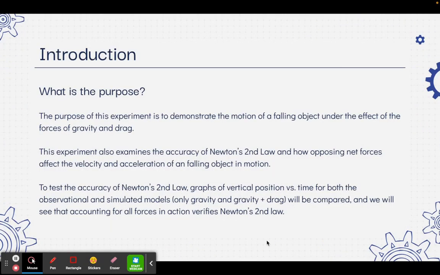So the purpose of this experiment is to demonstrate the motion of a falling object under the effect of gravity and drag. This examines the accuracy of Newton's second law and how opposing net forces affect the velocity, acceleration, and position of a falling object in motion. To test this accuracy, graphs of vertical position versus time for both the observed and simulated models are compared, and we'll see that accounting for all these forces verifies Newton's second law.